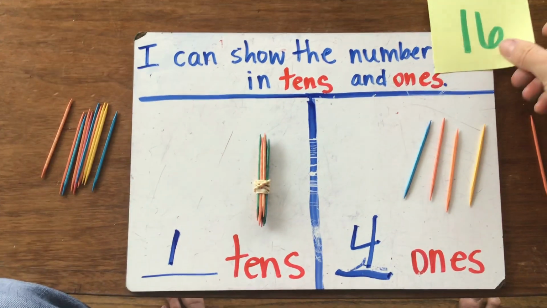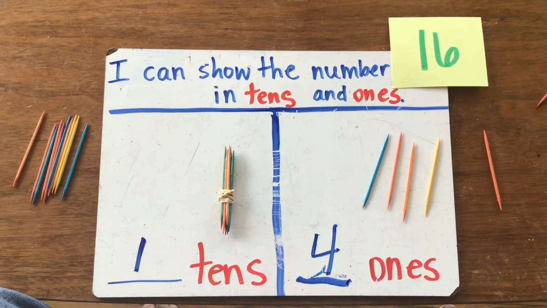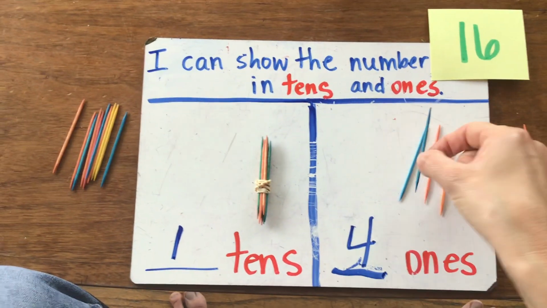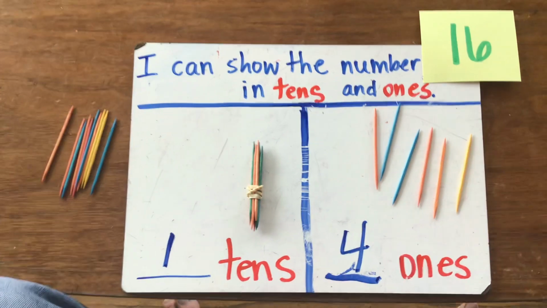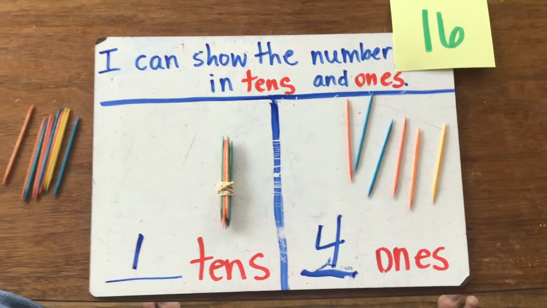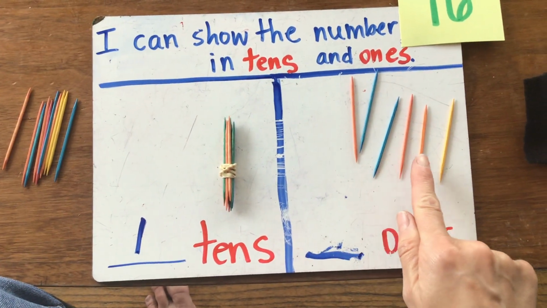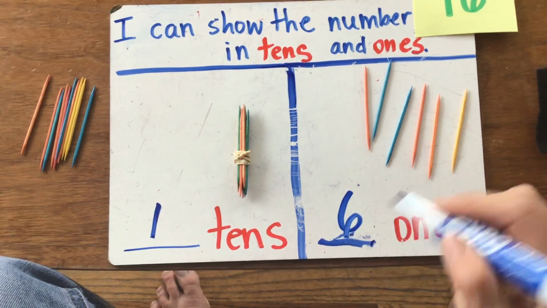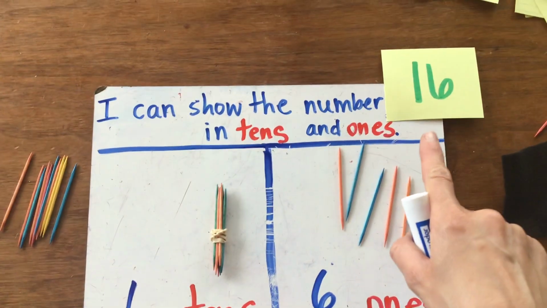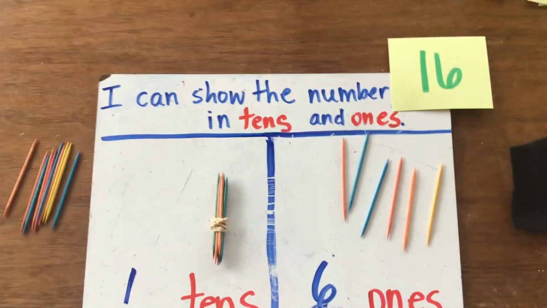Next number is 16. All right. I can show you the number 16 in tens and ones. We have 14, 15, 16. What changed? We still have one group of 10, and how many ones? 1, 2, 3, 4, 5, 6 ones. And check it out. One group of 10 and 6 ones makes 16.